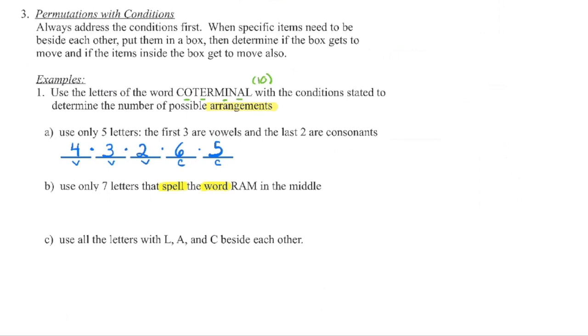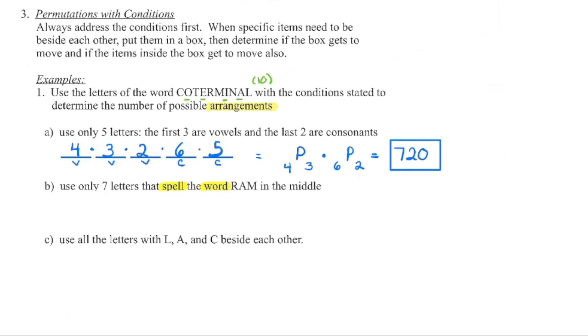If we're going to use permutation notation, I'm going to break this into 2 sections. In this one, we have 4 vowels. We're putting them into 3 positions. And then we have 6 consonants. We are putting them into 2 positions. So if we multiply those together, we're going to end up with 720 different arrangements given this condition.